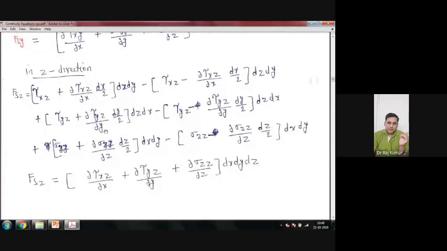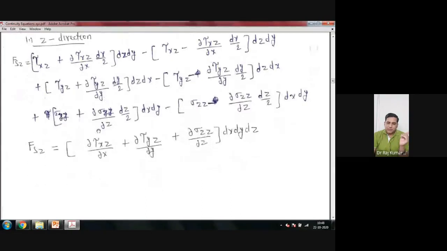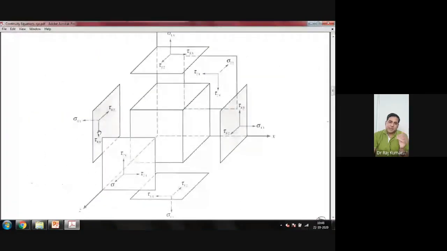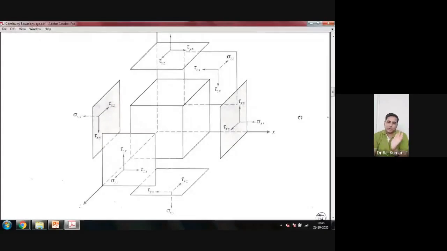Okay. Yes, sir. Now this is the expanded picture of your control volume. You separated all the surfaces and moved them apart. So this is how it will look.